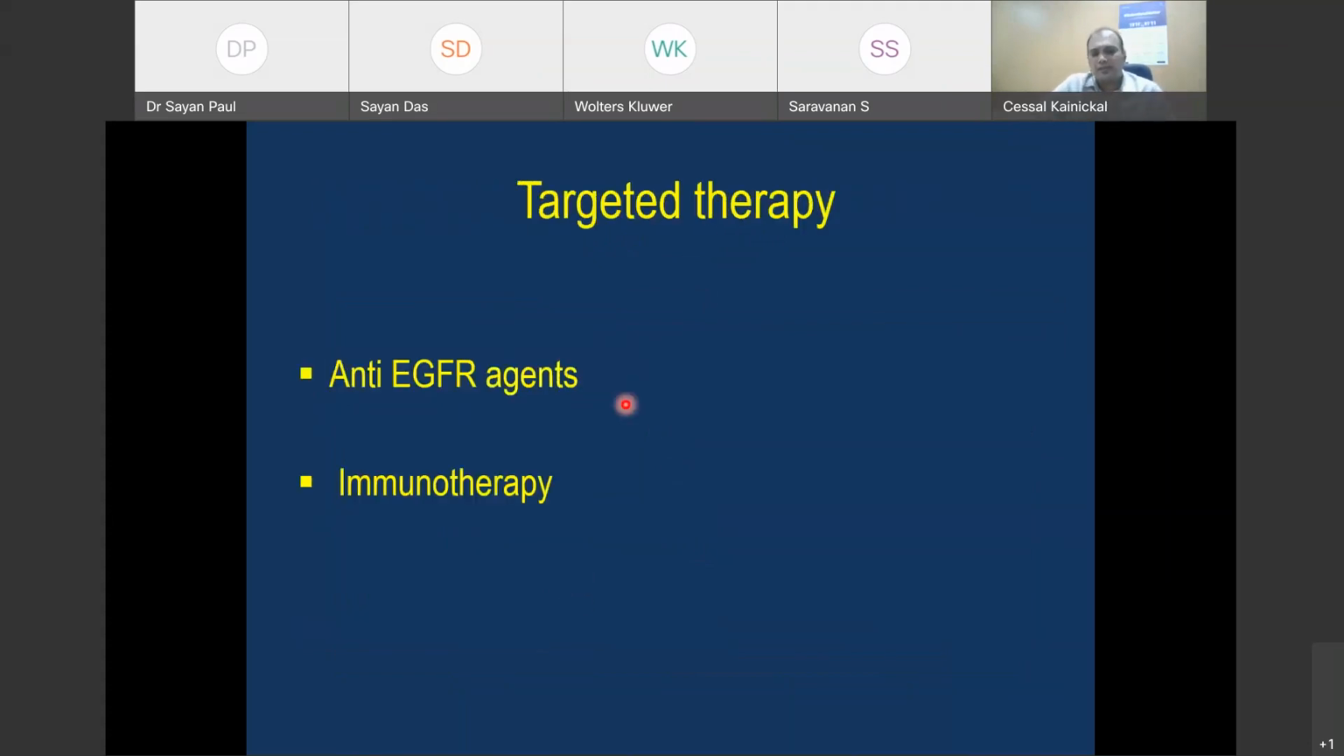So coming to the targeted treatment, based on the MACH-NC meta-analysis, the standard treatment to consider if your patient is considered for radical radiotherapy is concurrent chemoradiation. If you look into the role of targeted agents, it comes in two forms: one is anti-EGFR agents, and the other is immunotherapy.